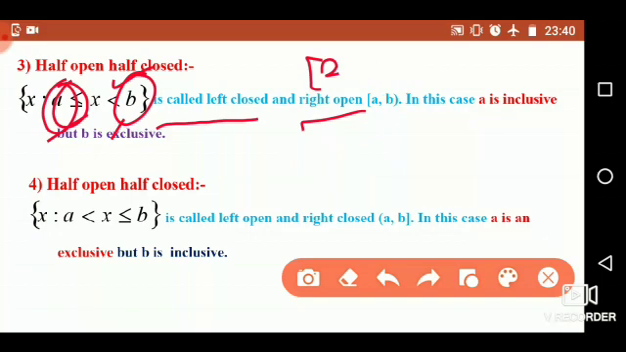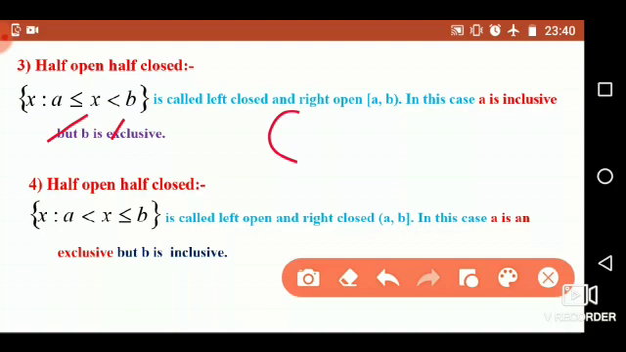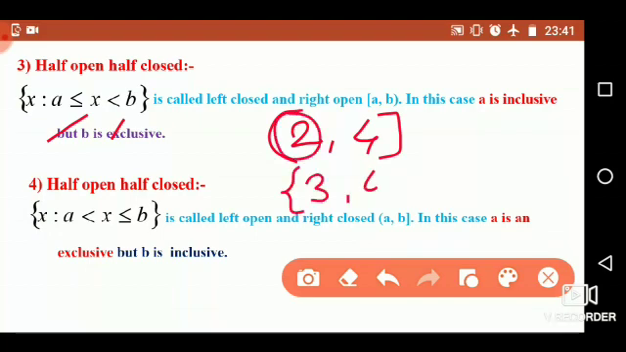Similarly, we have one more type of half open, half closed, that is left open, right closed. Suppose I take the elements like 2, 4. On the left side it is open, therefore 2 is not inclusive. The elements in this set are 3, 4. 4 is inclusive because on the right side it is closed. Therefore, such a form is called half open and half closed.